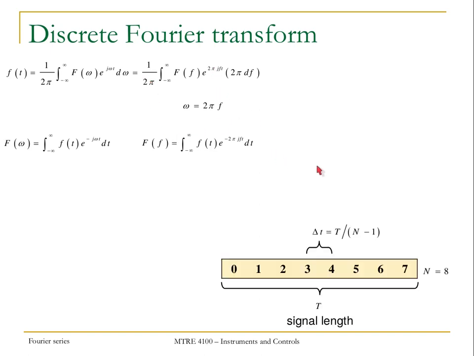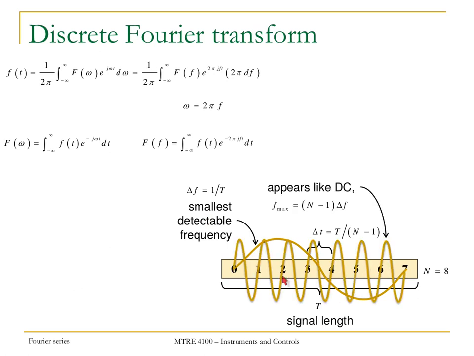And now whenever we're talking about discrete data, let's look at that for a second. If we have a signal and we measure it for a time capital T, and we take 8 data points, then we have the parameters: capital T is our signal length, n is our number of data points, and delta t is the time between samples. Now delta f is the base frequency, the smallest detectable frequency, and that's just 1 over our signal length. That's the smallest frequency that we're going to find the magnitude of, or the contribution of, in our discrete Fourier transform. And then the highest frequency that we'll find the contribution of is given here. F max is n minus 1 times the base frequency.